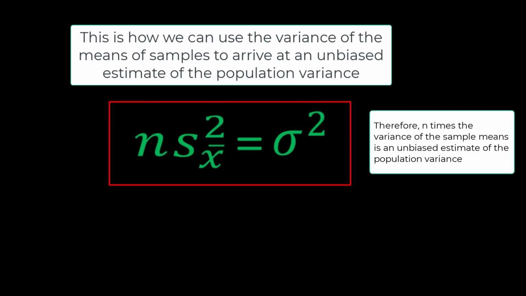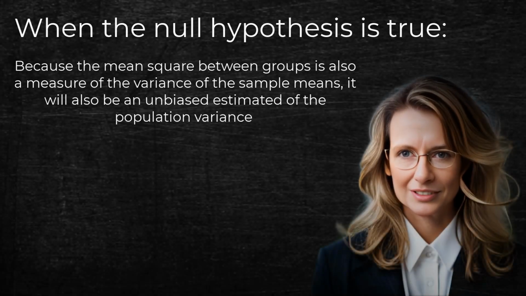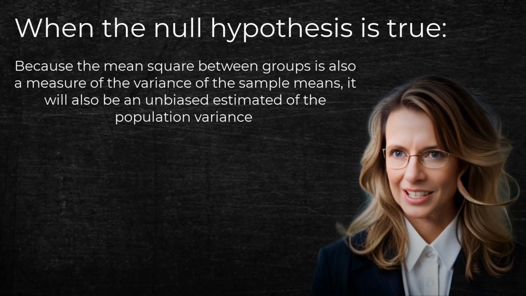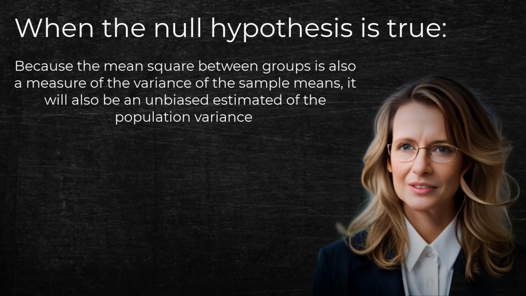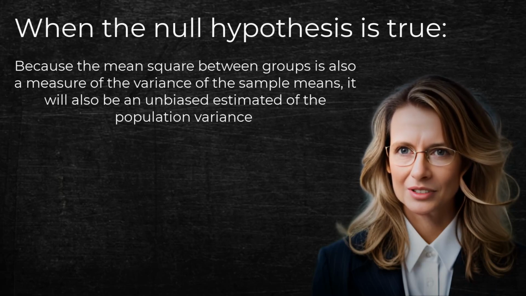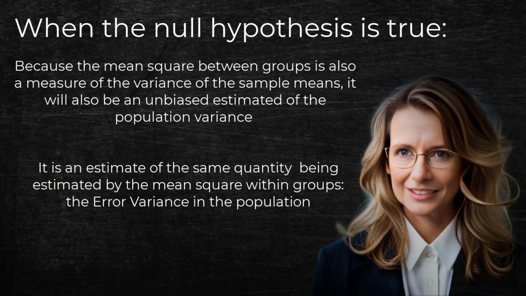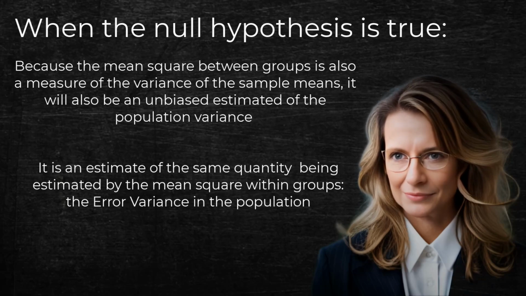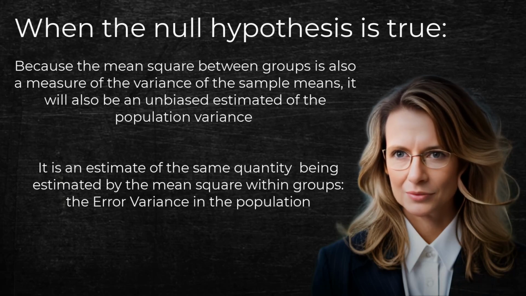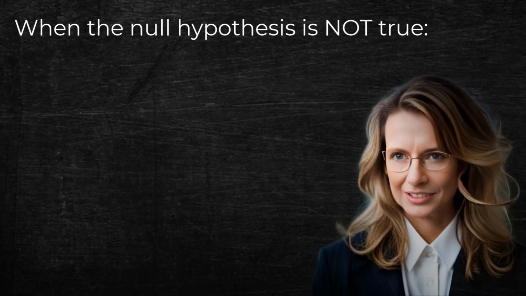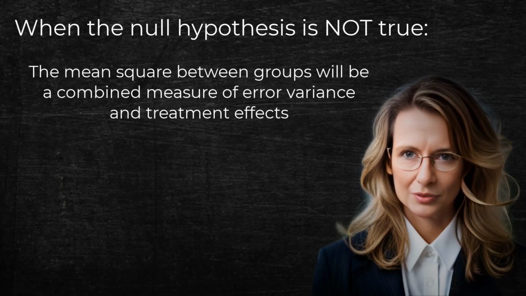This process demonstrates how we can use the variance of the means of samples to arrive at an unbiased estimate of the population variance. Because the mean square between groups is also a measure of the variance of the sample means, it too will be an unbiased estimate of the population variance, but only when the null hypothesis that there are no differences between the group means in the population is true. In this case, it is an estimate of the same quantity being estimated by the mean square within groups, which is the error variance in the population. However, when the null hypothesis is not true, and there are differences among the means, then the mean square between groups becomes a combined measure of both error variance and treatment effect.